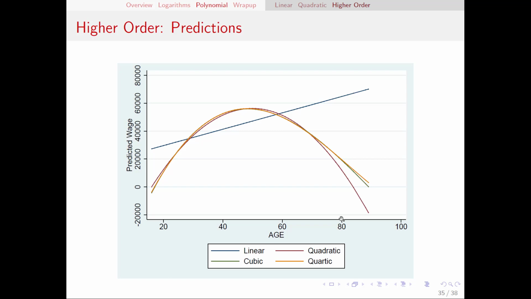Now when we go from quadratic to cubic, the cubic is the green, there's some difference, but more or less they look pretty similar. You can see, though, that this does solve our negative prediction problem, which is good. And then when we go to the quartic, the gold line, it's almost on top of the cubic green curve.